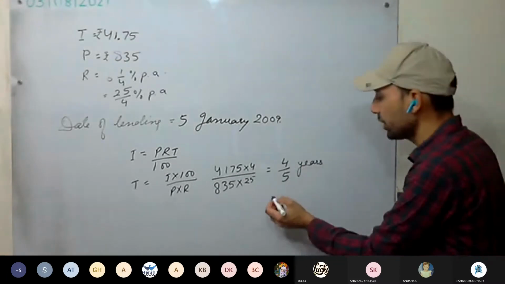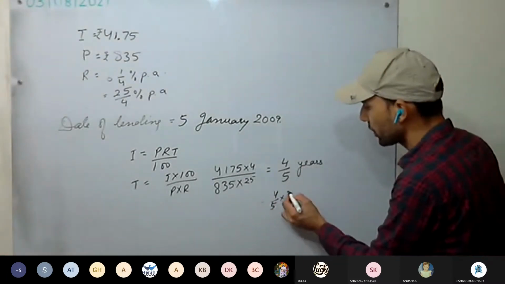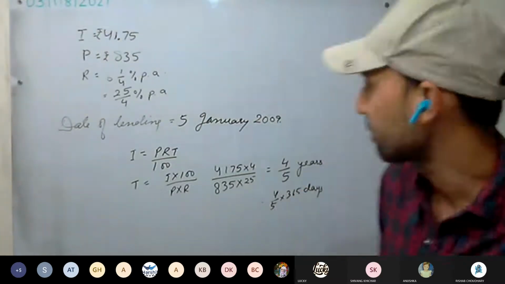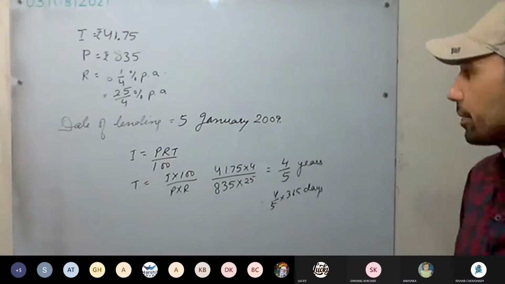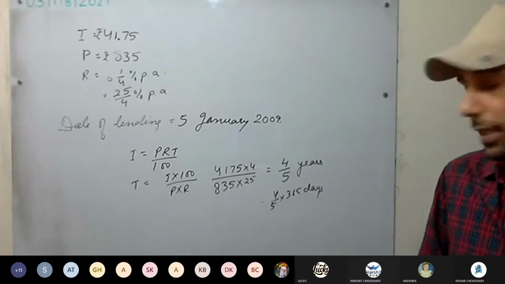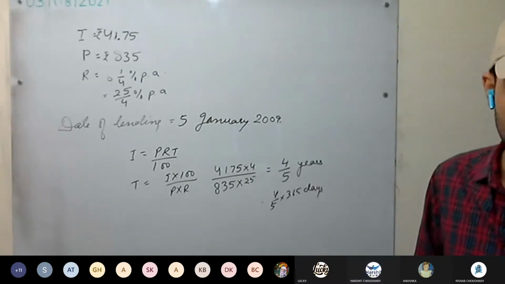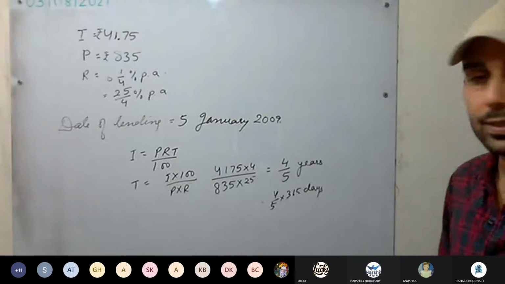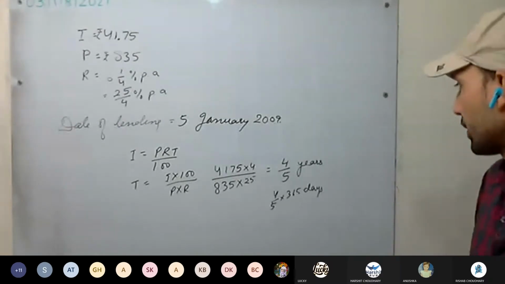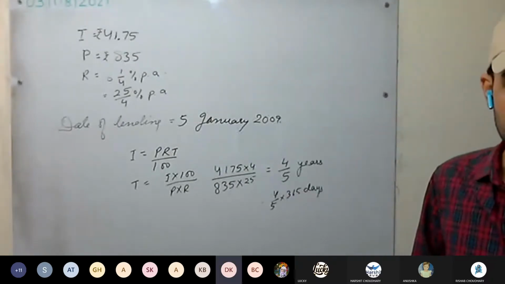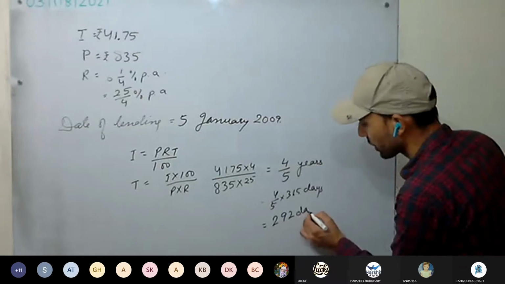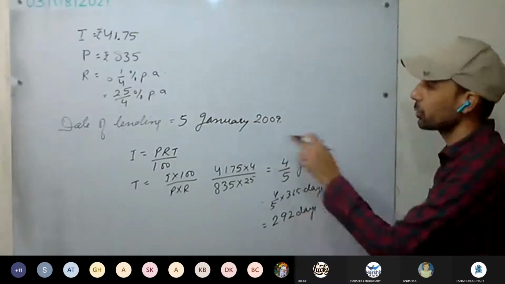So how much converted into days? 4 by 5 into 365 days. Convert and tell me how many days you are getting. 365 and 5 are cancelled. Calculate it. How many days are there? 292 days. So for 292 days, this money was lent.